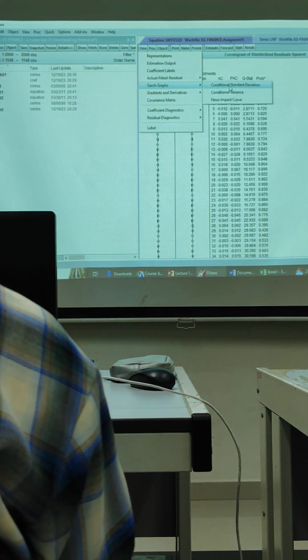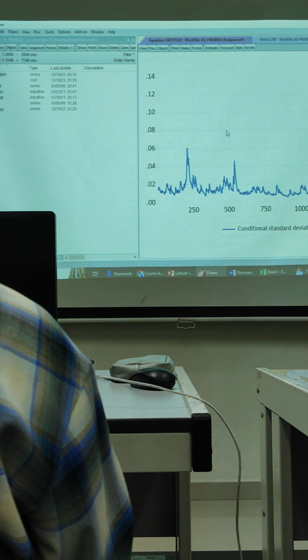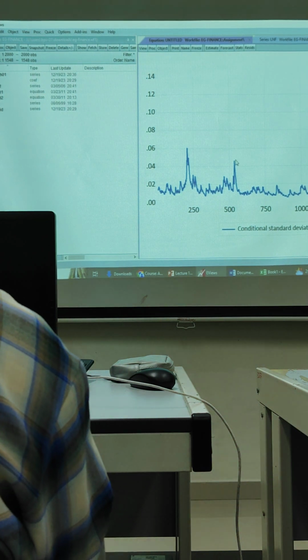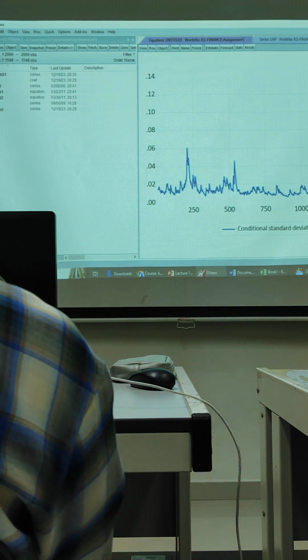Go to the GARCH graph. Let's say I go to the standard deviation. Ooh, is it now the same? It's not the same, right? Just now there was also a very high spike during this period, 1, 2, 3. Now I say 1, 2, 3, also the same, right?